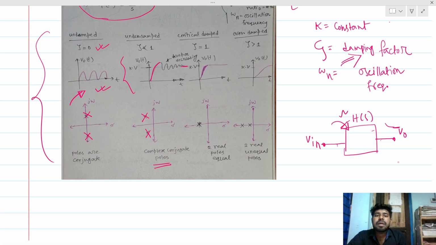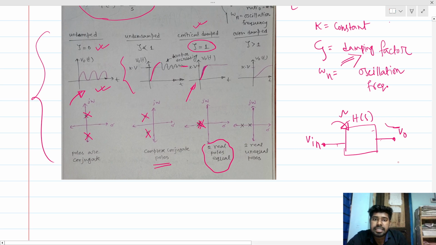When we have zeta equal to 1, it is called critical damping. Critical damping happens when the two poles are real and both are equal. Then it is said to be a critically damped system, and the settling behavior is like that. It will go like that and it will settle.